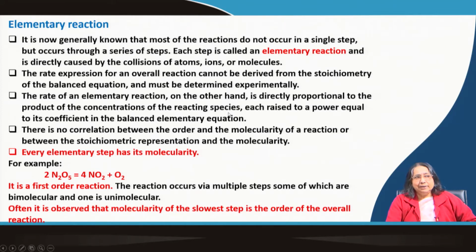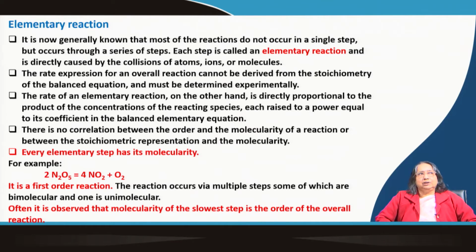That means, in elementary steps it is very easy to find out the molecularity of that particular elementary step. Each concentration is raised to a power equal to its coefficient in the balanced elementary equation. So, if we see the balanced elementary equation, then we can easily find out the rate expression for that particular elementary equation. However, there is no correlation between the order and the molecularity of a reaction, or between the stoichiometric representation and the molecularity. This we must understand.